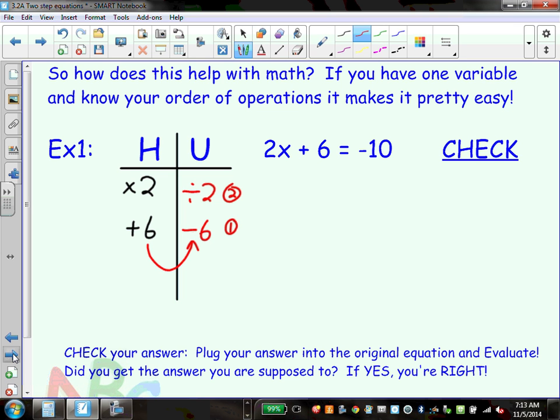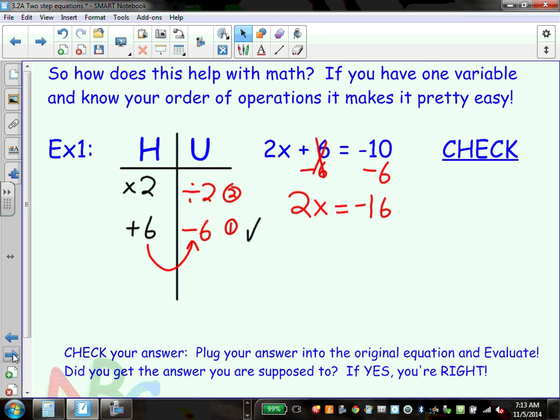So if I start with 2x plus 6, and my first step is to subtract 6, I'm going to do that here. And of course, since this is an equation, I need to do it on both sides. The plus 6 and the minus 6 will cancel out, or will undo each other, I should say, and turn into 0, leaving us just with 2x on that side. And then negative 10 minus 6 is negative 16. So we've taken care of subtracting 6.